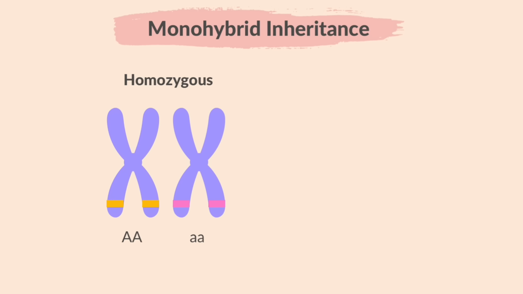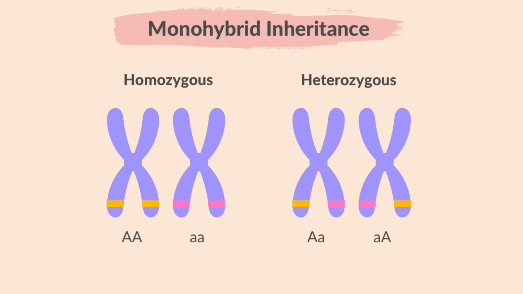So for example, say we are talking about a gene with the alleles capital A and lowercase a. The homozygous genotypes will be either capital A, capital A or lowercase a, lowercase a. So homozygous means having 2 identical alleles. The heterozygous genotype will be capital A, lowercase a. Heterozygous means having 2 different alleles. We normally write the capital letter or the dominant allele first.